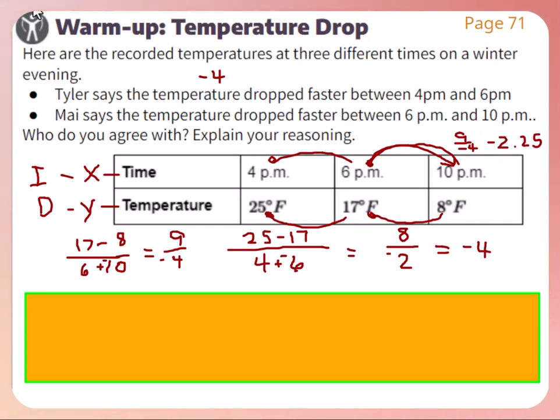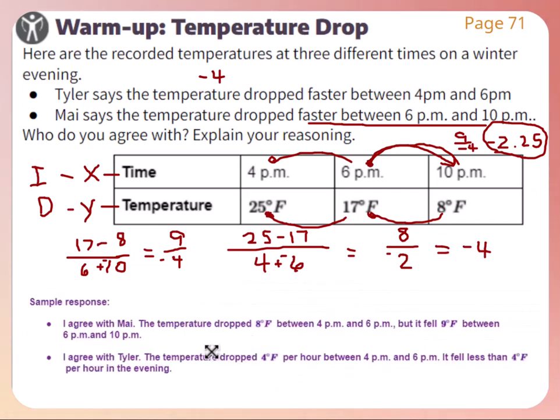All right, check using your calculator. All right, so the rate of change, is it more or less here? We're dropping by 2.25 between 6 and 10. Mai says the temperature dropped faster between 6 and 10. So who do you agree with now? Which one dropped more rapidly? All right, I agree with Mai. The temperature dropped 8 degrees Fahrenheit between 4 and 6 p.m., but it fell 9 degrees Fahrenheit between 6 and 10 p.m.